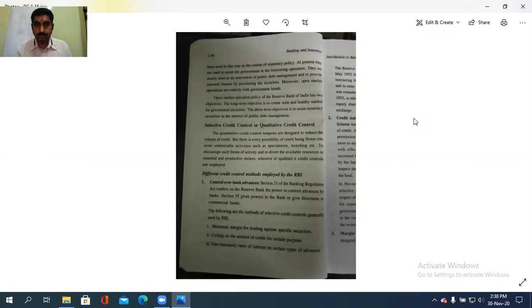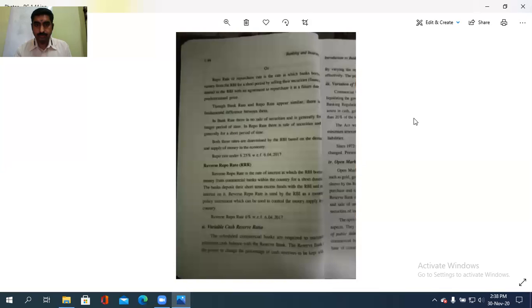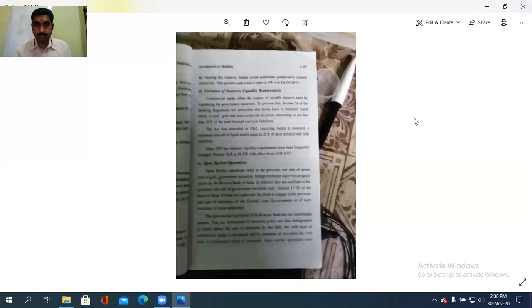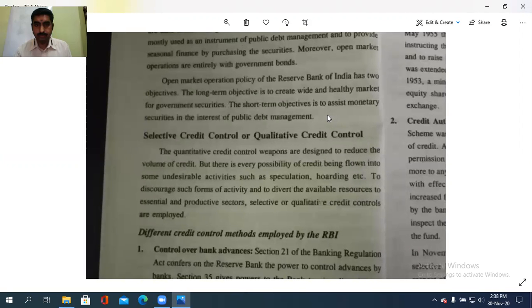Today we are going to see the selective credit control, or the qualitative credit control. Till now we have seen the quantitative credit control, like the standard policy and the variation of the statutory liquidity requirement. Then the CRR, reverse repo rate and repo rate, and also variable cash reserve ratio and open market operation. So today we are going to see the selective control, or qualitative credit control.